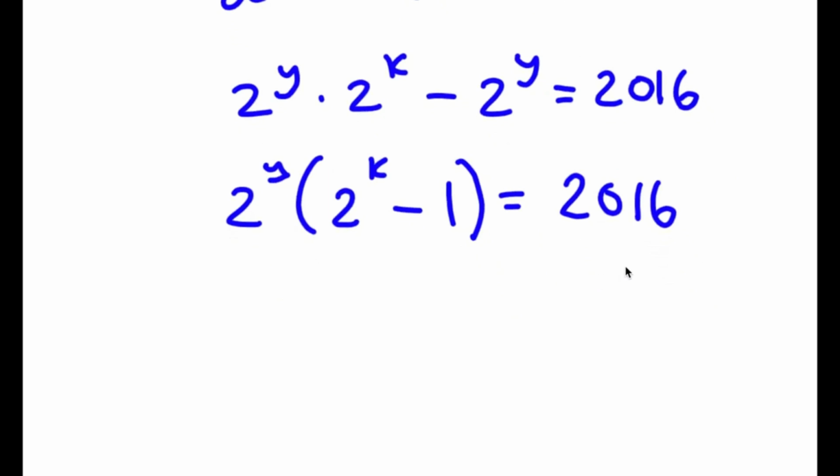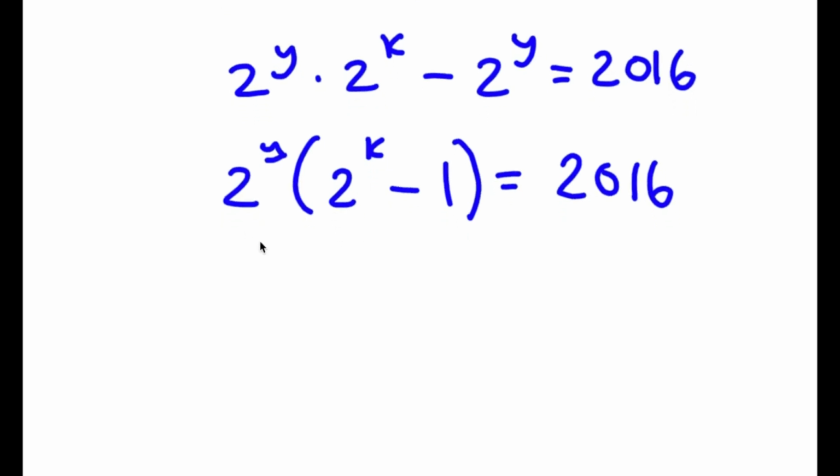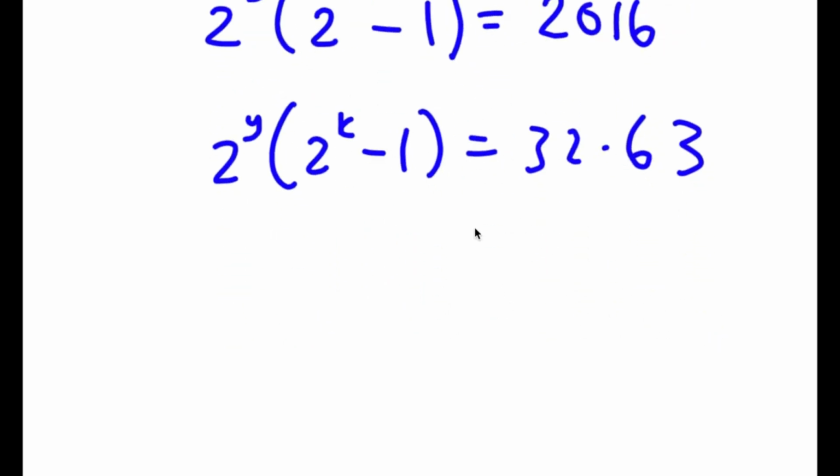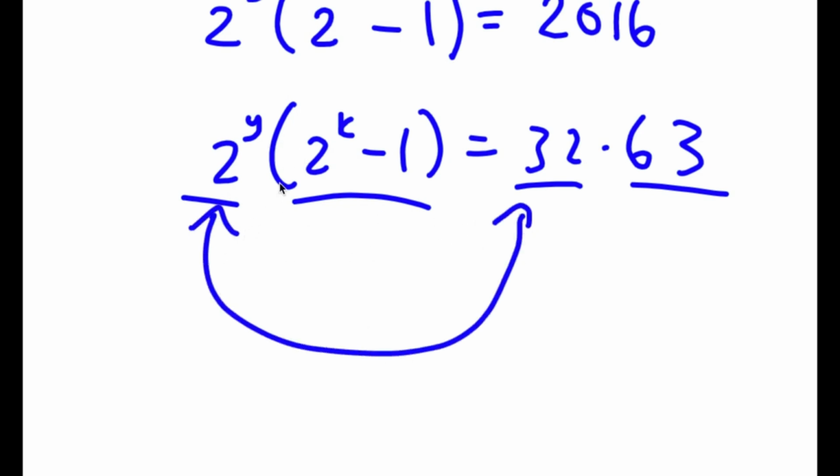Now I can rewrite 2016 as 32 times 63. And now notice that I have an even number times an odd number. And over here, I have an even number, 2 to the power of y is even, and I have an odd number, 2 to the power of k minus 1, since 2 to the power of any number is even, and an even number minus 1 is going to be an odd number. So, meaning these two are equal to each other, and these two are equal to each other.